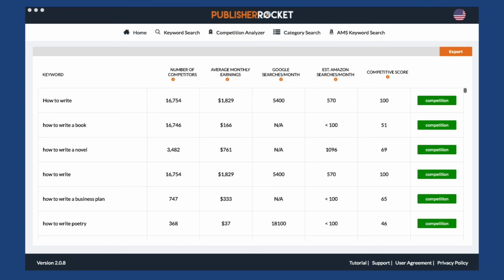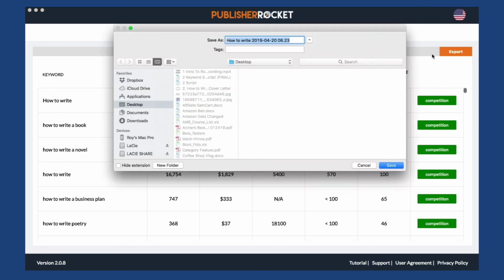By the way, if you'd like to export that information from the keyword feature, no problem. Just click the export button here, and then tell your computer where you want it to save, and voila, you've got your data.